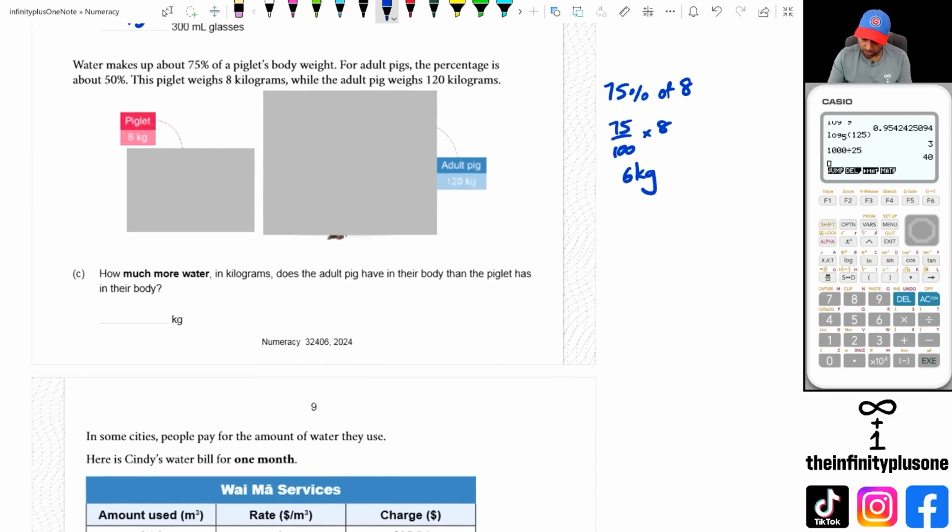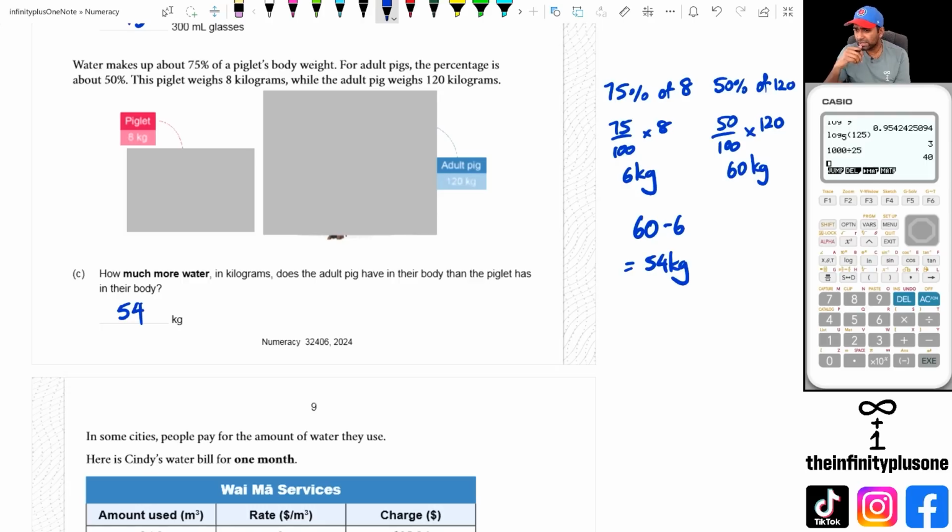And likewise, for the adult pig, we've got about 50% of 120. So it's 50 over 100 times 120, which is equal to 60 kgs of water. So if we want to find out how much more water the adult pig has compared to the piglet, we're going to do 60 minus 6, which is equal to 54 kgs. Now sometimes one of the answers you could potentially write is that it's actually 10 times more, since 10 times 6 is 60 as well. It depends on how you word your final answer. So you could say 54 kgs, or sometimes it's accepted to say 10 times more as well.